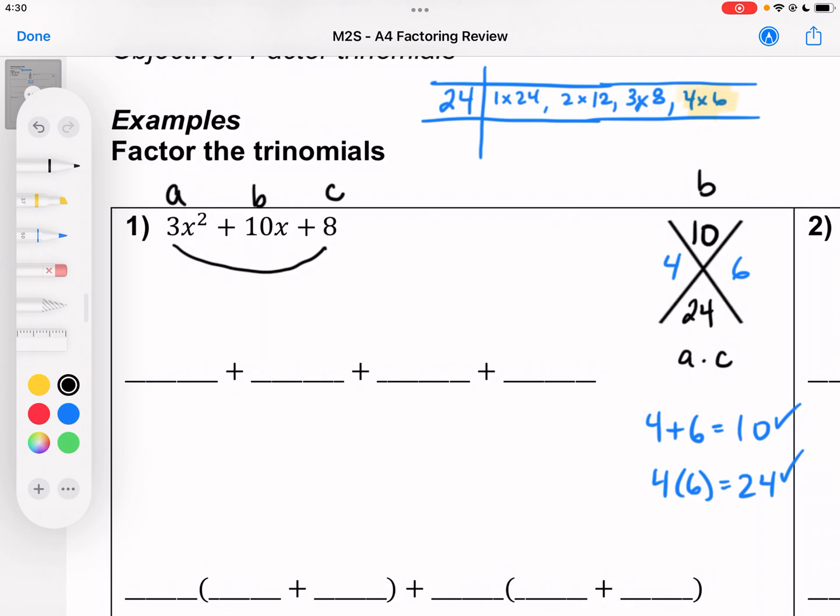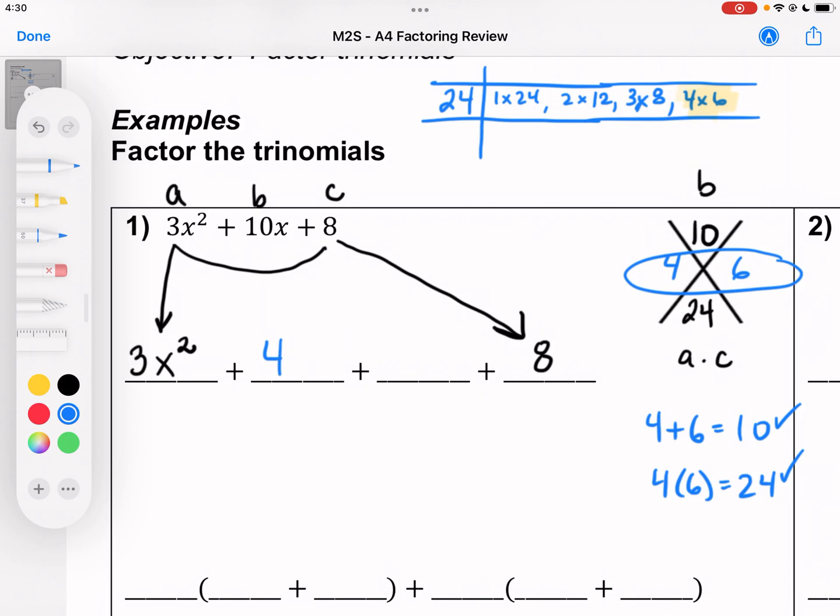At this point, we're going to go ahead and transfer things down. So remember, first things first, you're going to move that first number, 3x squared, put it in the first spot. The 8, you're going to put on the last spot. And then the 4 and the 6, you're going to put with x's, so it'll be 4x plus 6x in the middle two spots.